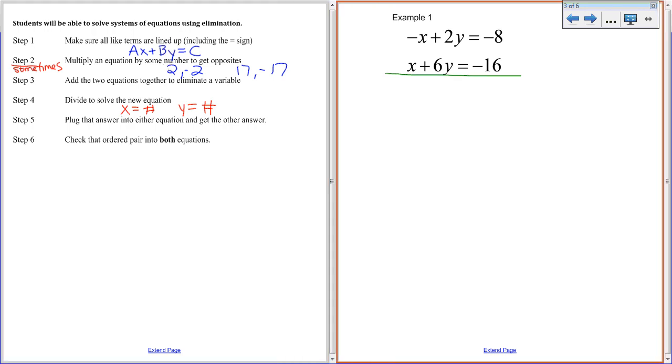Add the 2 equations together. Well, what's negative x plus x? 0. It cancels out. Did I just eliminate a variable? Yes. And now what I'm going to be left with is 8y, because what's 2 plus 6? 8. Equals, what's negative 8 and negative 16? Negative 8. Is it negative 24? Make sure you add them together.